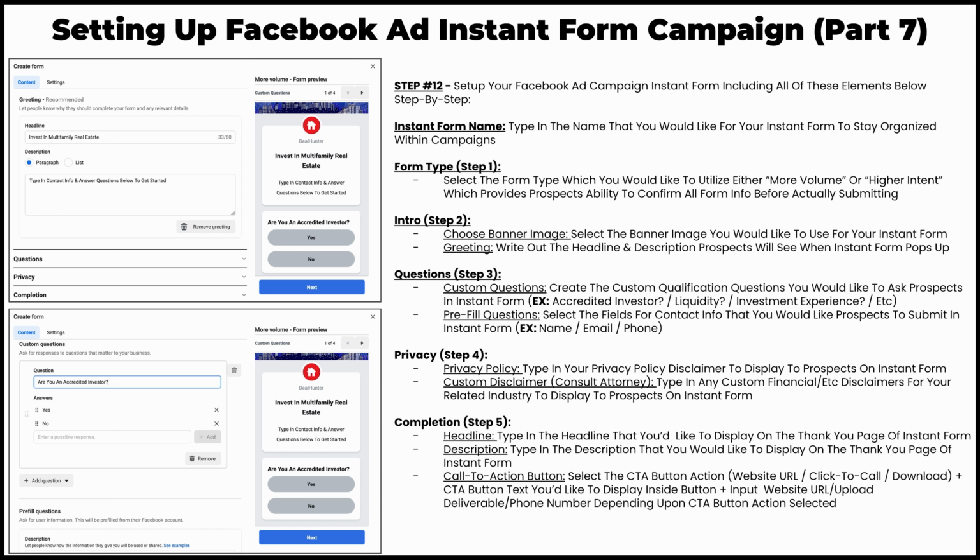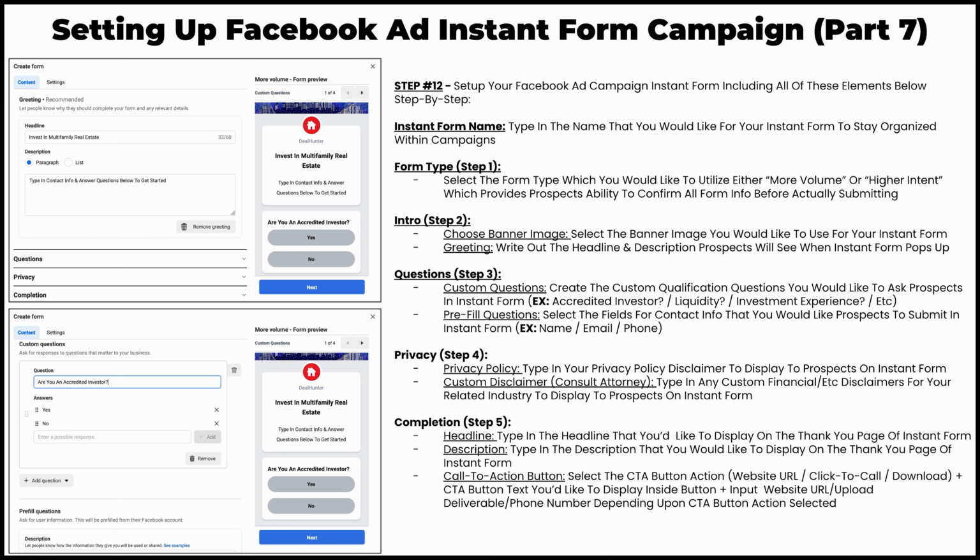Then we have the questions section, so you have your custom questions, so you can create the custom qualification questions you would like to ask prospects in the instant form, such as, are you an accredited investor? What is your liquidity? What is your investment experience, etc., personalized to your specific investment strategy. Then next we have the pre-fill questions, so you can select the fields for contact info that you would like prospects to submit in your instant form. So normally that's just going to be their name, email, phone number, maybe their address as well.